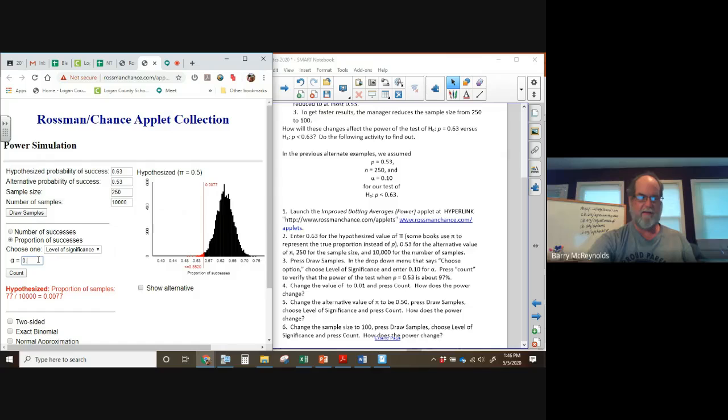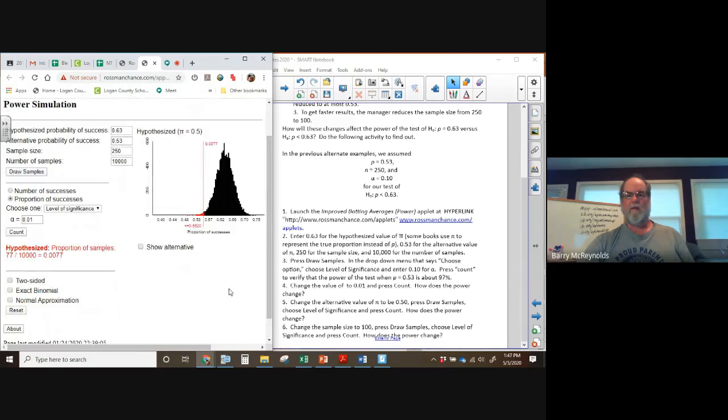Let me put this back to 10%. And notice up here, the power of the test is right here. And so when this changes, notice what happens here. We have to work much, much harder to get to where we want to be.